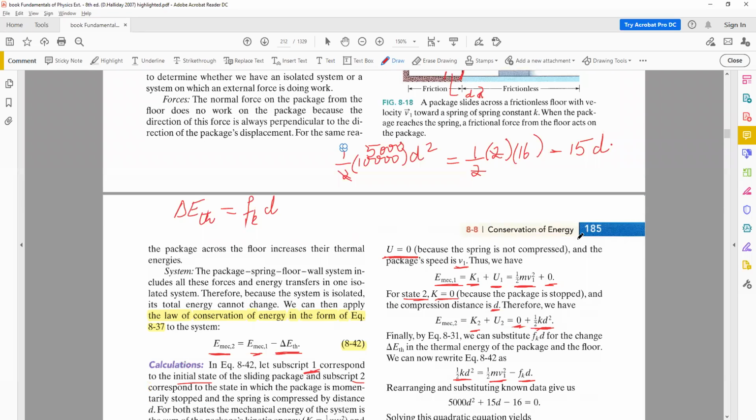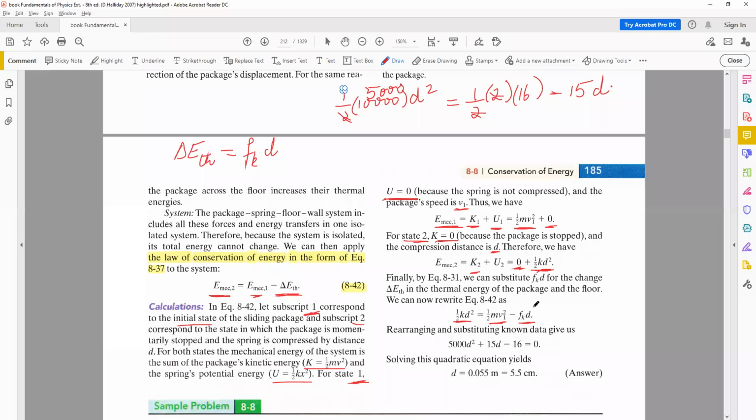And when we do this, we get this equation: 5,000 D squared plus 15D minus 16 is equal to 0. So what kind of an equation is this? What kind of formula can we use to find D? The quadratic equation. You remember that I showed you the table in the beginning of the book. In that table, you have the quadratic equation formula. You can use that formula to find D. So what was that formula?